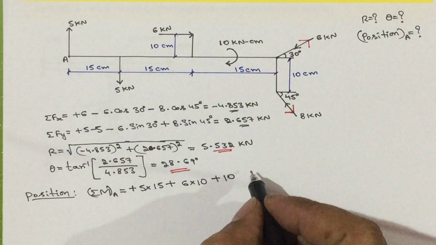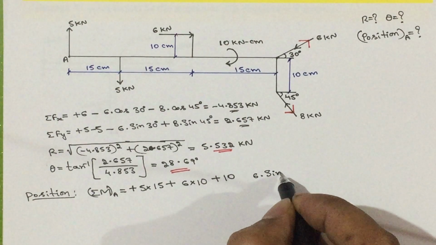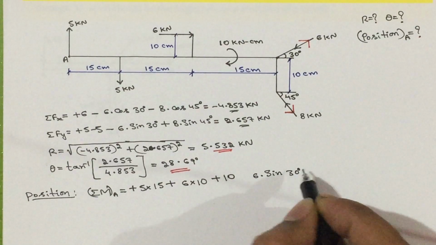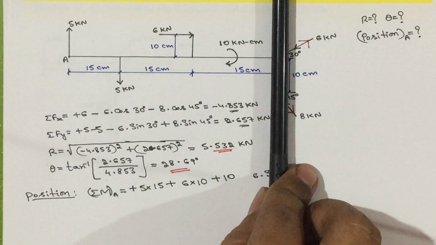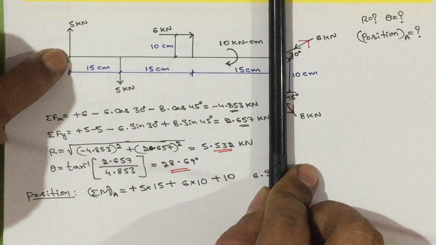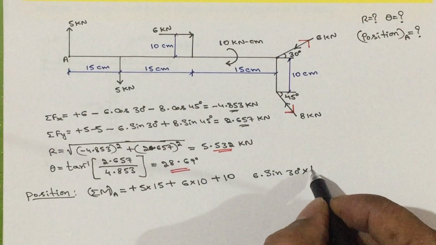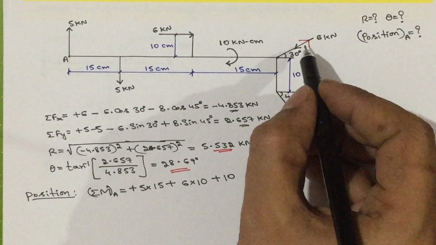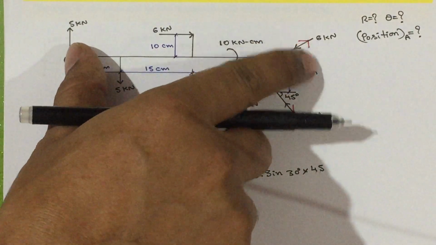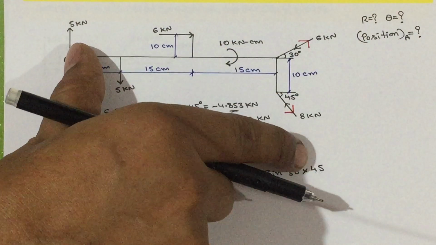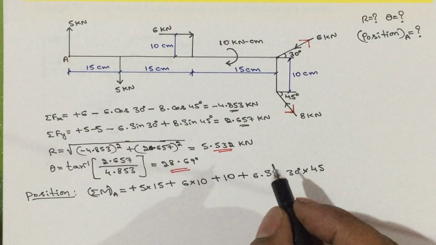The vertical component is F sin theta, that is 6 into sine of 30 into perpendicular distance between this vertical component and the point A, which is 15 plus 15 plus 15, that is 45 centimeter, and it is moving downward. So keep your thumb at the A point and rotate your forefinger in the direction of the force. It is rotating clockwise, positive.